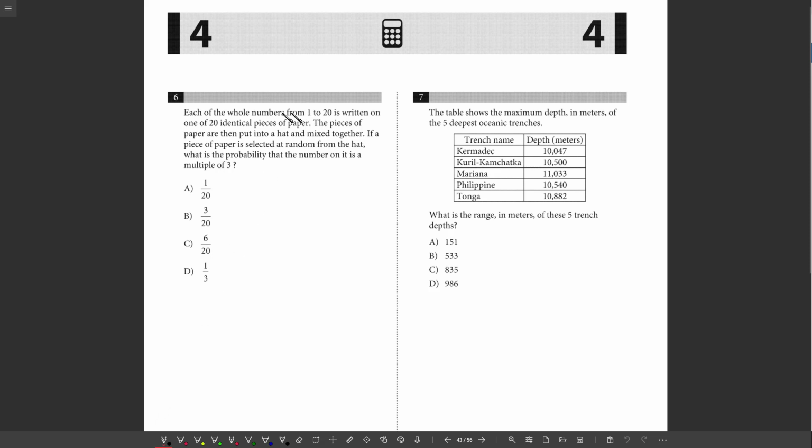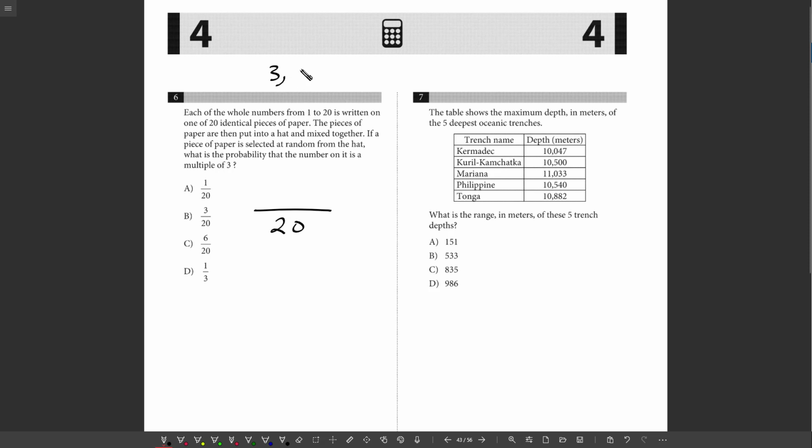6, we're going to write the numbers 1 to 20 on 20 pieces of paper. We're going to mix them up, and we want to know if we pick one, what's the probability that the number is a multiple of 3? So we know this is going to be over 20 because there's 20 options. So how many numbers in that hat would be multiples of 3?